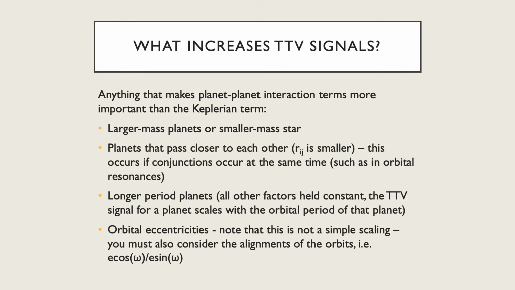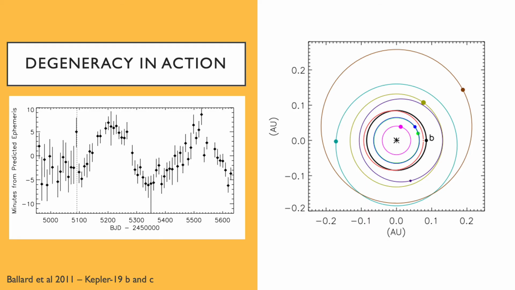So now let's take a look at degeneracy in action. One really good example of how confusing these degenerate parameters can be comes from Sarah Ballard's 2011 paper on Kepler 19b and c. So you can see the transit timing variations derived from Kepler data on the left panel. Now, these transit timing variations are large enough that they indicate the presence of an additional planet, Kepler 19c.